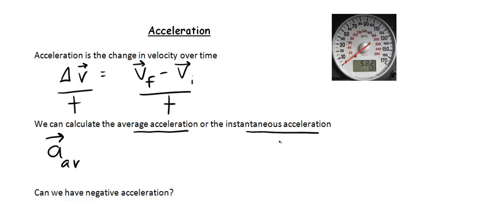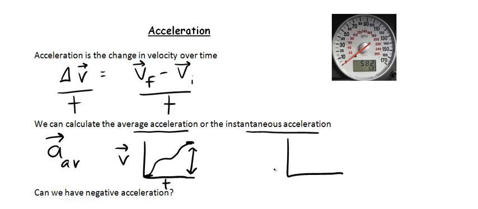So if we had average acceleration, so let's say we had a graph of velocity over time, and we get the velocity changing over time, the average acceleration would be the total change in velocity divided by the time.